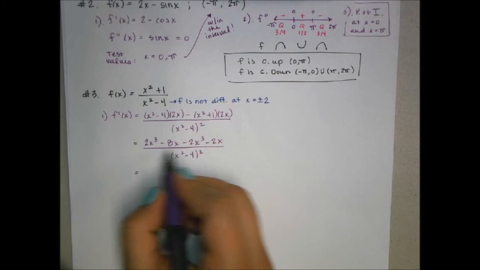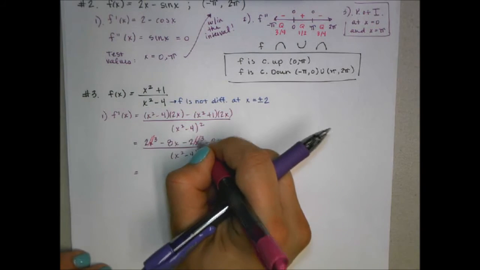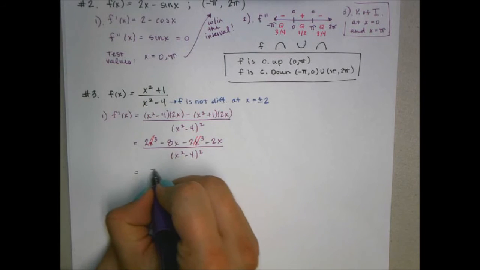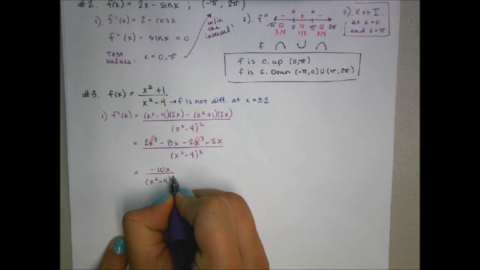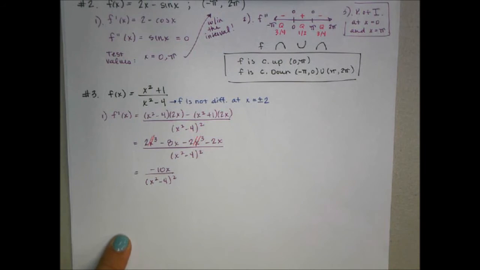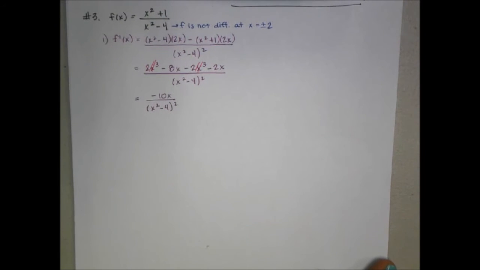That's going to reduce down, the 2x cubed gone, negative 10x over x squared minus 4 squared. So there's my first derivative. Now I need my second derivative. So we're going to do our quotient rule again.